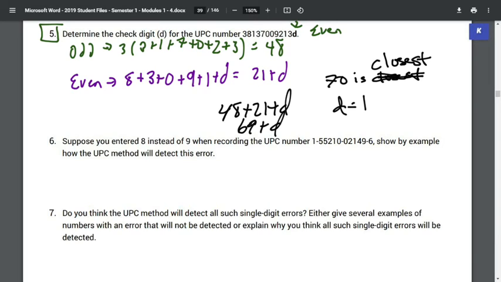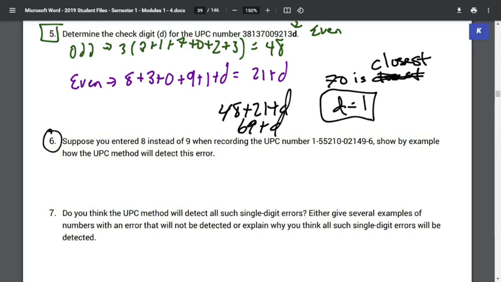So if I add everything up, I'm going to get 69 plus our check digit. So I should see that the closest number that ends in a 0 is going to be 70. So to get from 69 to 70, you of course need to add 1. So that's why your check digit here is going to be 1.